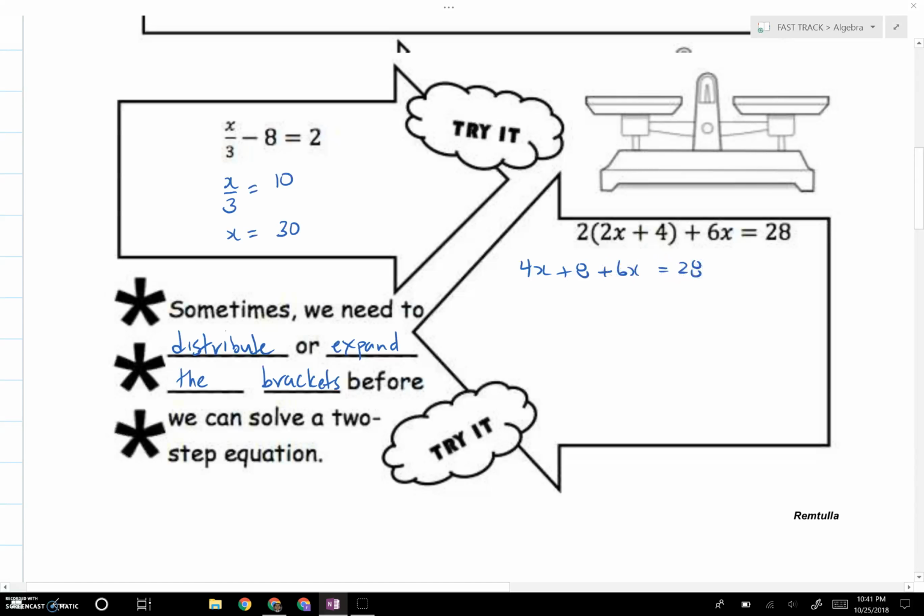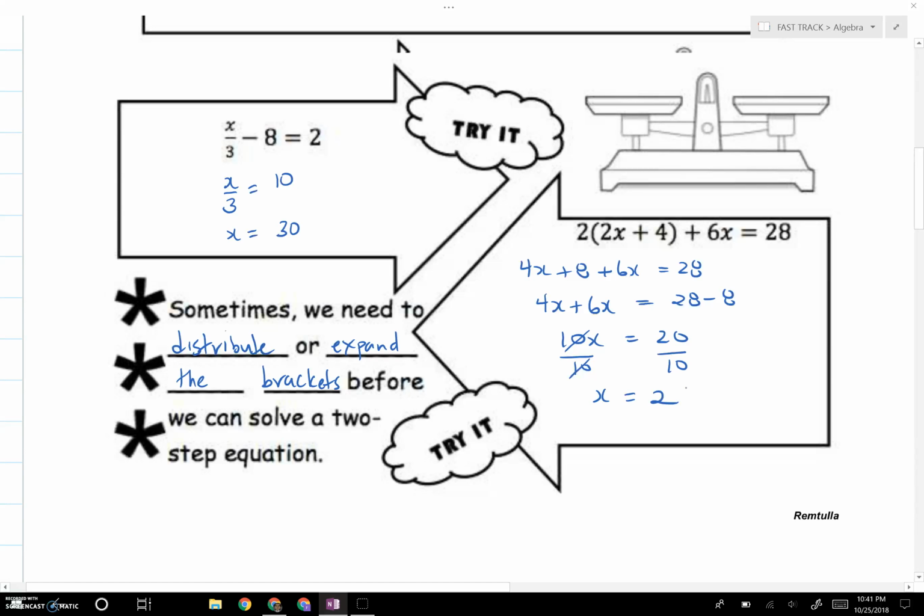So like I said, we're going to keep all the x's on one side and we're going to move all the numbers to the other side. So I get 4x plus 6x is equal to 28 minus 8. 4x plus 6x is 10x, and 28 minus 8 is 20. I divide both sides by 10. Remember, we can write it like this if that makes you comfortable. So then you get x is equal to 2.